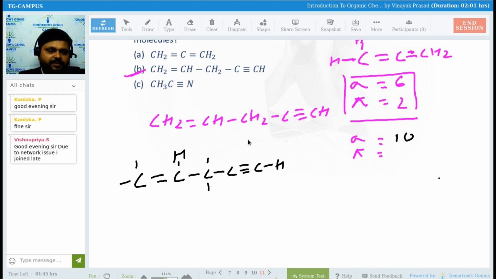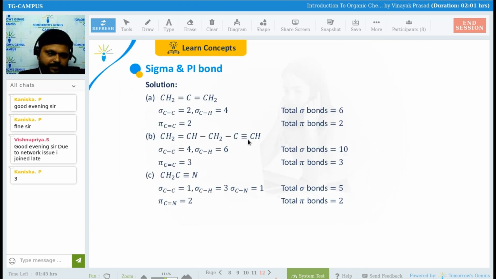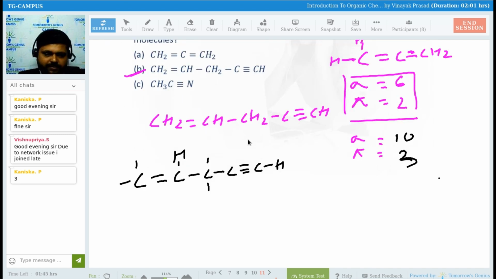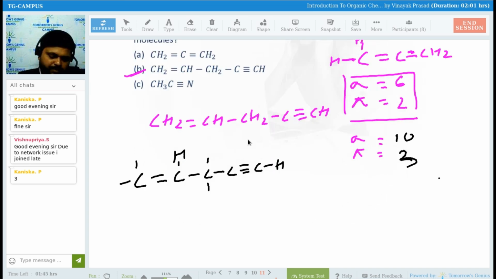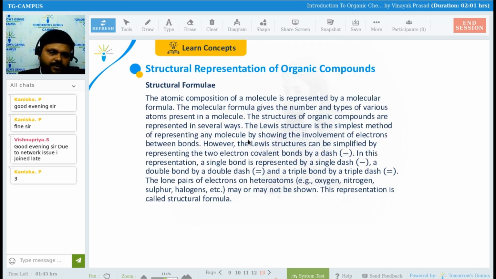So guys, total number of pi will be what? 2 or 3? What do you say? Yes. Okay, fine. Now you can see here we have found this one. We have found this one as well. Total number of sigma is 10, total number of pi is 3. Okay. The third one you have to practice at home.